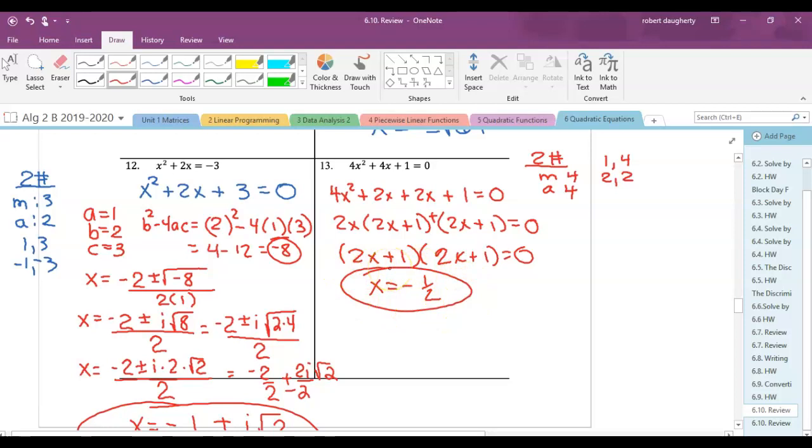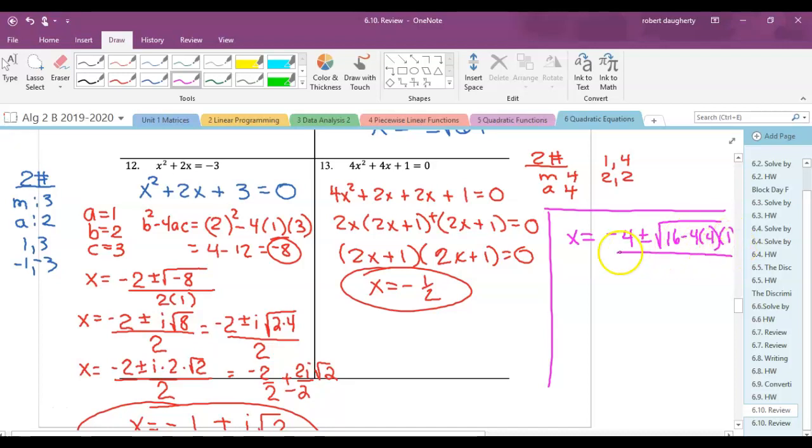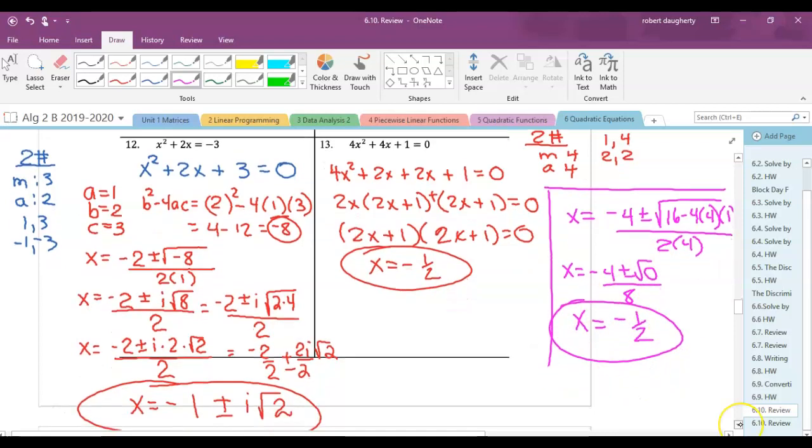If you had used the quadratic formula, it works out almost just as quickly. So x equals negative b plus or minus the square root of b squared minus 4ac, over 2a. So you get x equals negative 4 plus or minus the square root of 0, over 8. So this is x equals negative 1/2. So either way, we got to the same answer there.